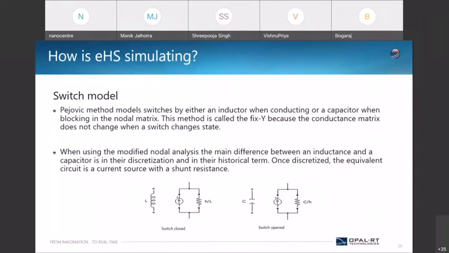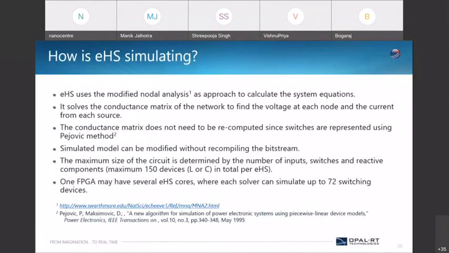So this is in brief about EHS. How EHS simulates is that it uses modified nodal analysis as an approach to calculate the system equations. It solves the conductance matrix of the network to find the voltage at each node and the current from each source. The main thing we need to understand is that since EHS is working on the FPGA, there is a limited amount of space available. So depending on the FPGA we are using, there will be a limitation on the EHS.